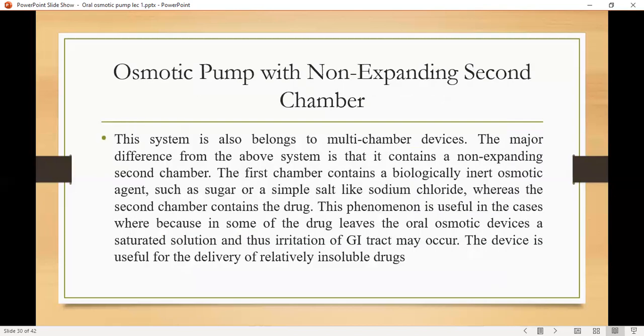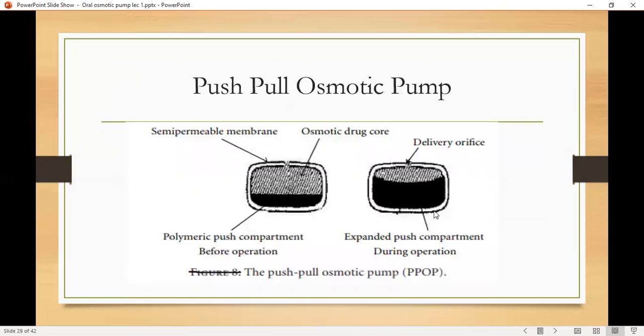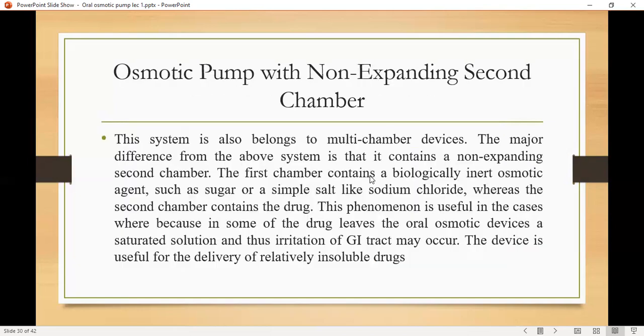Now, the next type is the osmotic pump with a non-expanding second chamber. Students, this system also belongs to multi-chamber devices. The major difference from the above system is that it contains a non-expanding second chamber. As you can see in the diagram here, this chamber expands. You can see the dark area is increasing, and it will facilitate the release of the drug from this orifice. Another type is one that contains a non-expanding second chamber, meaning it is a multi-chamber system.